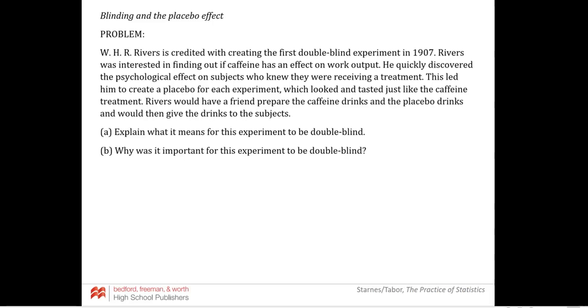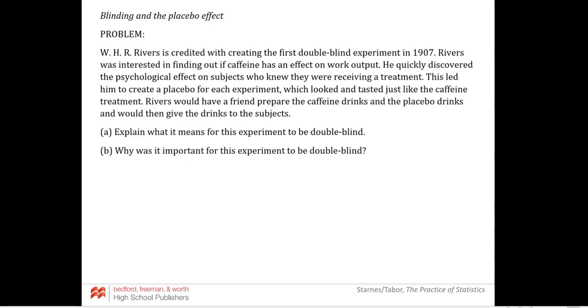Okay, so Rivers is credited with creating the first double-blind experiment in 1907. He wanted to find out about caffeine and its effect on work. He quickly discovered the psychological effect on subjects who knew that they were receiving a treatment. This led him to create a placebo for each experiment, which looked and tasted like the real caffeine treatment. Rivers would have a friend prepare caffeine drinks and placebo drinks, non-caffeinated, and would give the drinks to the subjects. So if they know they're part of a study, they might change their behavior, right? That's basically what he found out.